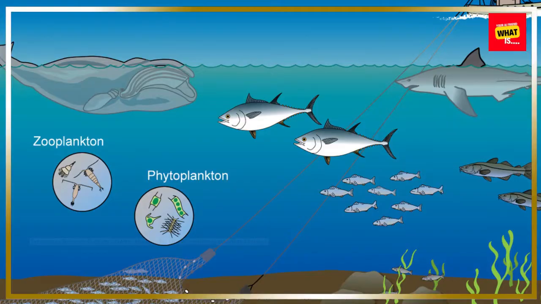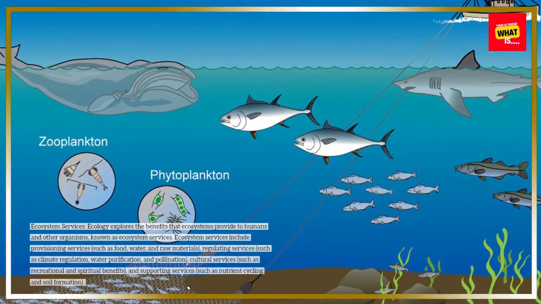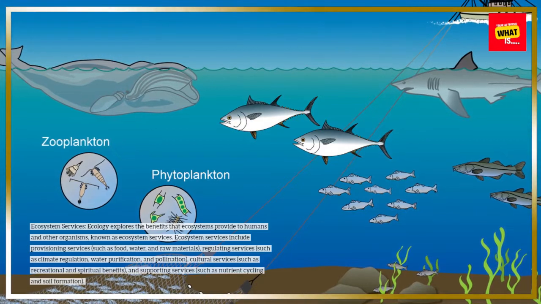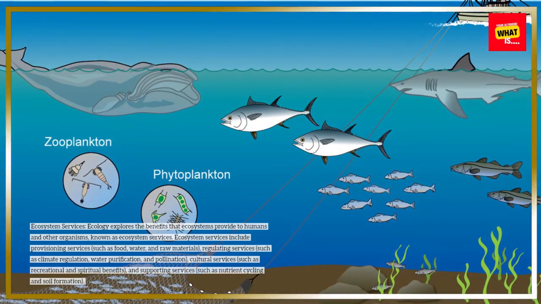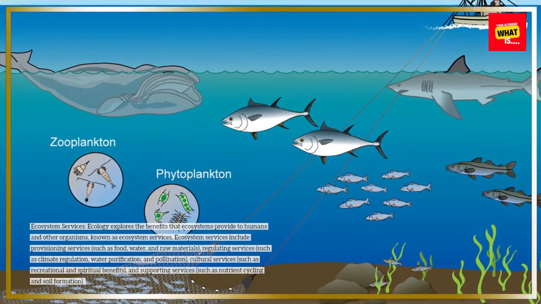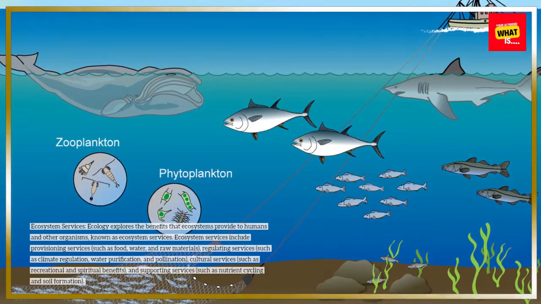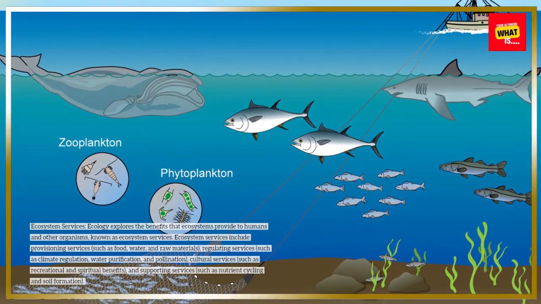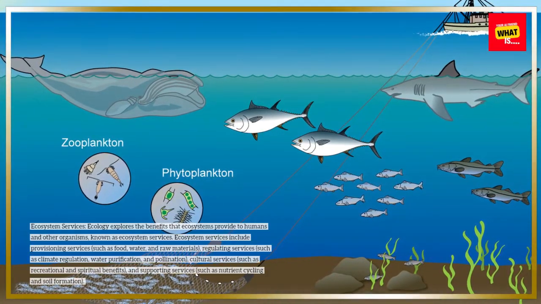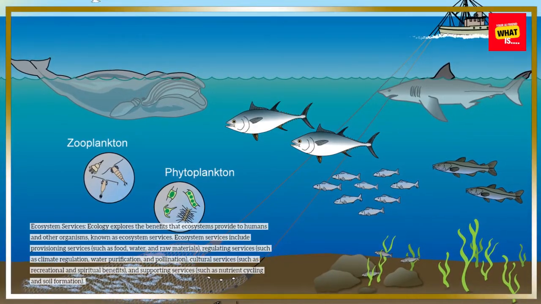Ecosystem services. Ecology explores the benefits that ecosystems provide to humans and other organisms, known as ecosystem services. Ecosystem services include provisioning services, such as food, water, and raw materials; regulating services, such as climate regulation, water purification, and pollination; cultural services, such as recreational and spiritual benefits; and supporting services, such as nutrient cycling and soil formation.